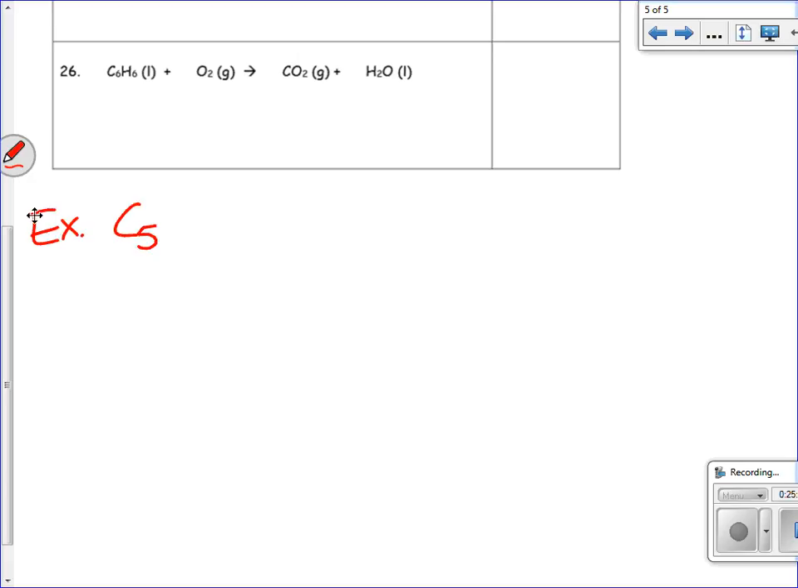We're going to do C5H10 plus O2, not water, O2. Water is one of the products. All right, CO2 plus H2O. So we know this is combustion because we have a carbon compound. We know we have oxygen as the reactant, since you need oxygen in order to burn, and you produce carbon dioxide and water.